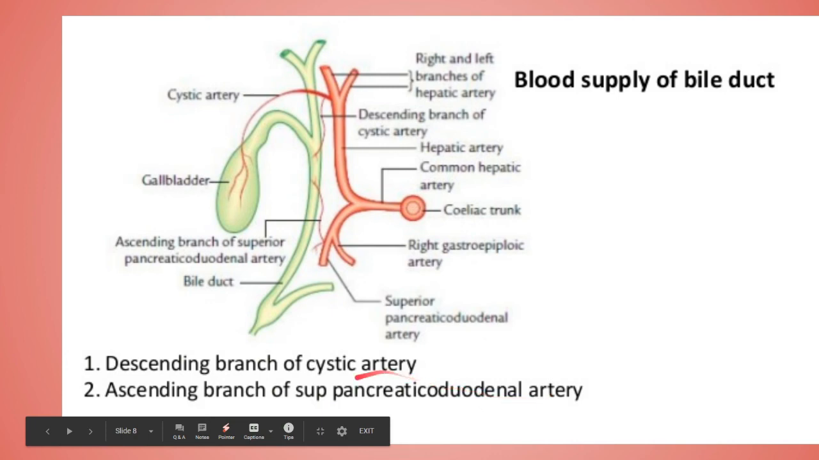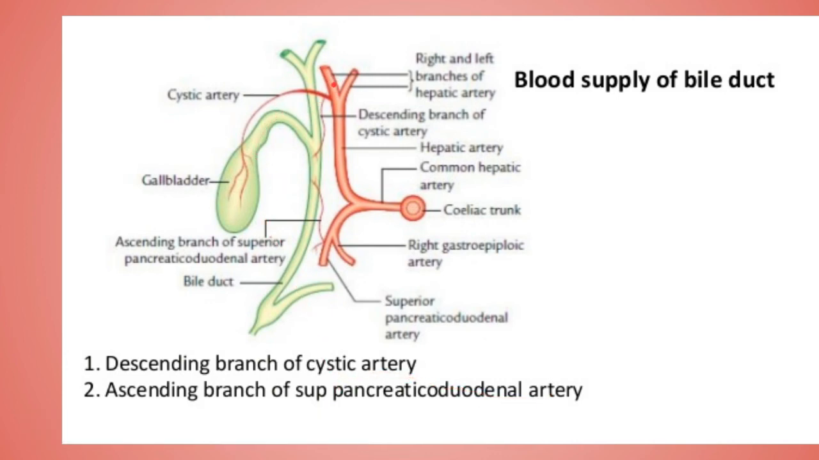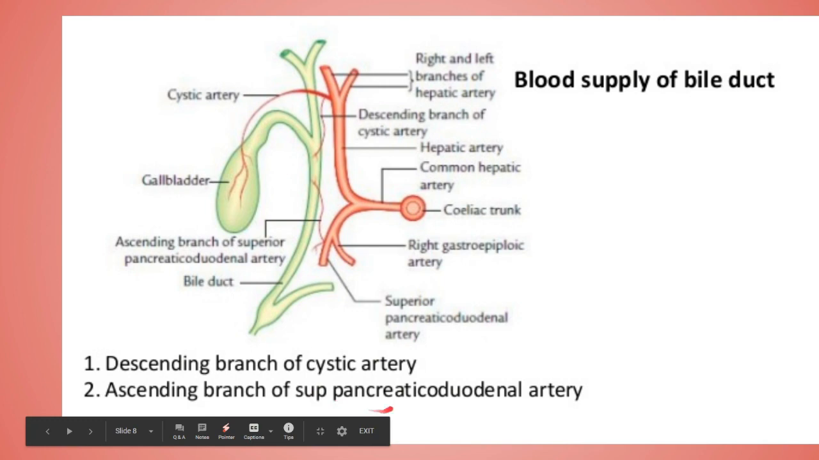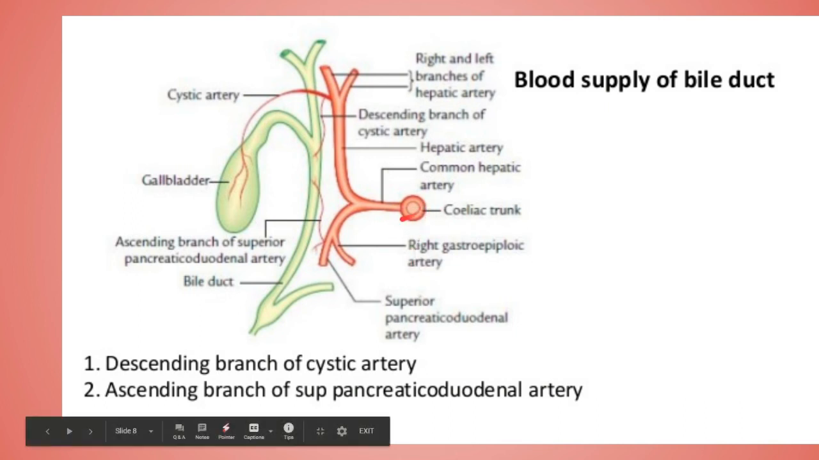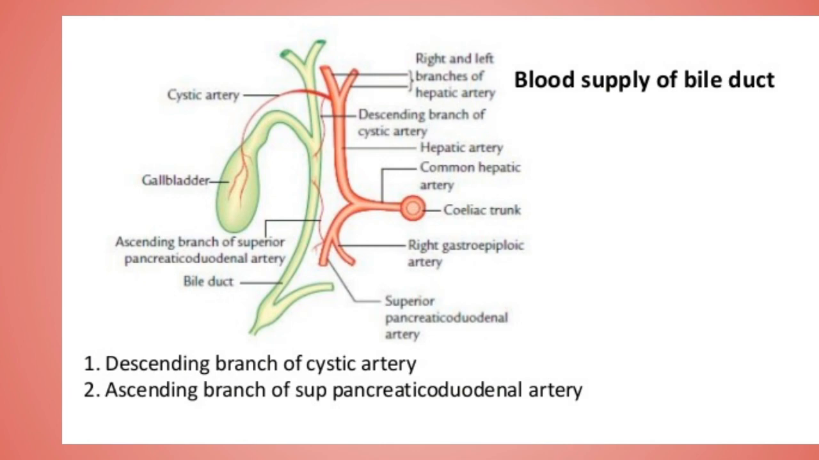Now you may know that the cystic artery is actually a branch of the right hepatic artery, okay, and which is further a branch of the common hepatic artery, and which is further a branch of the celiac trunk. Now the superior pancreatico-duodenal artery is actually a branch of the gastroduodenal artery, which is further a branch of the common hepatic artery, which is further a branch of the celiac trunk. Now also the right hepatic artery forms a minor source of blood supply to the EHBA.